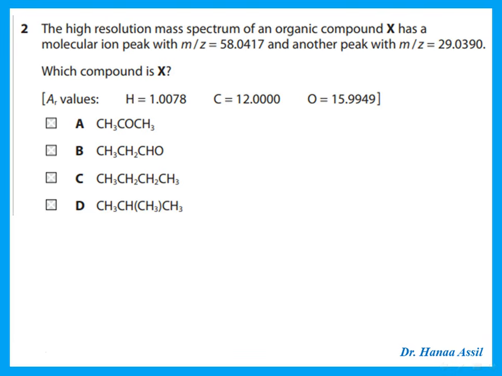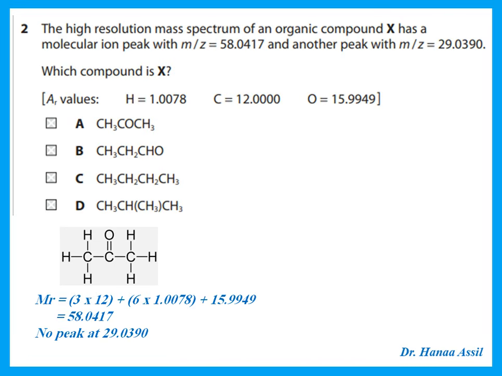Okay, the high resolution mass spectrum of an organic compound X has a molecular ion peak with 58 point something and another peak with 29 point something. So which compound is this? And he gives you the exact values for the atomic masses, and we're supposed to find out which one is the correct formula. Okay, let's take a look. A is propanone.